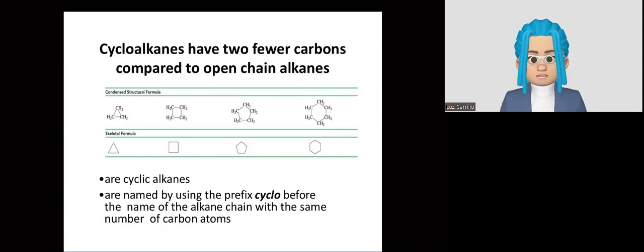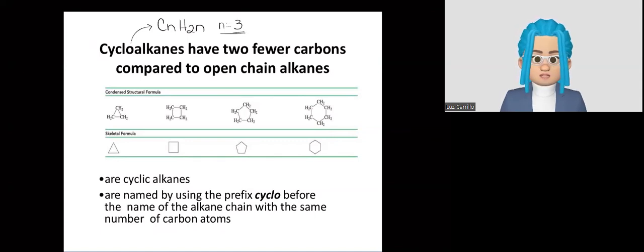When it comes to the chemical formula for cycloalkanes, they are going to be given by the chemical formula CnH2n, in which the smallest number for n has to be 3. What that means is that your smallest cyclic alkane is going to be 3 carbon atoms. In the following slide, you can see that we have the cyclic alkanes for 3 carbons, 4 carbons, 5 carbons, 6 carbons.